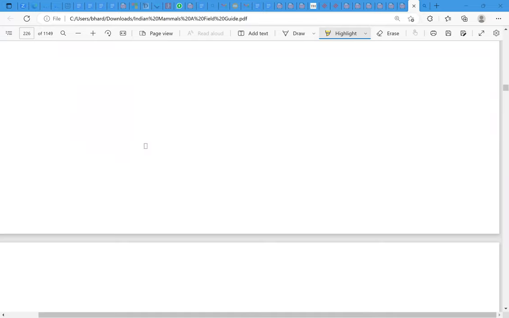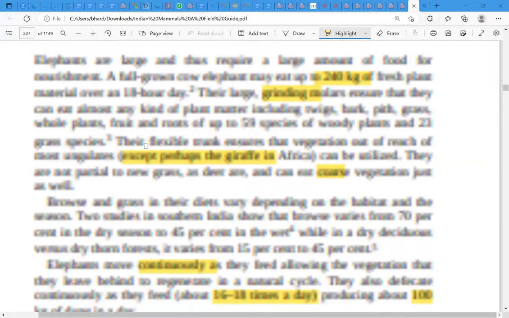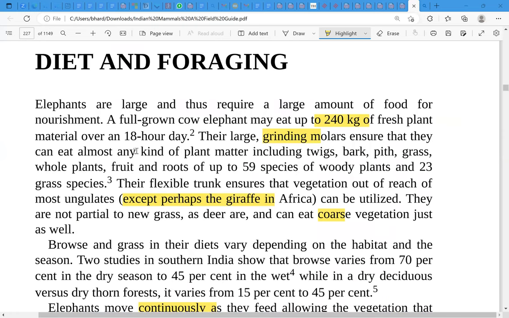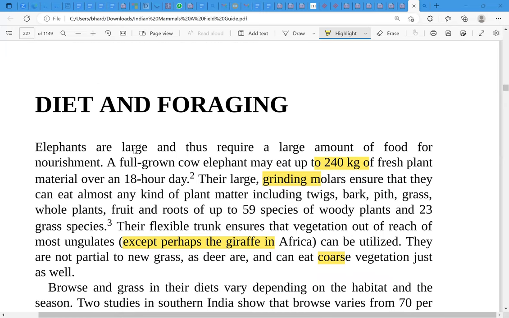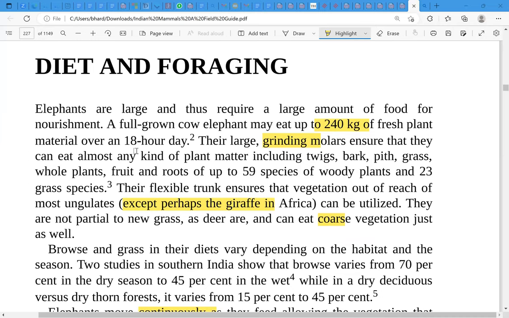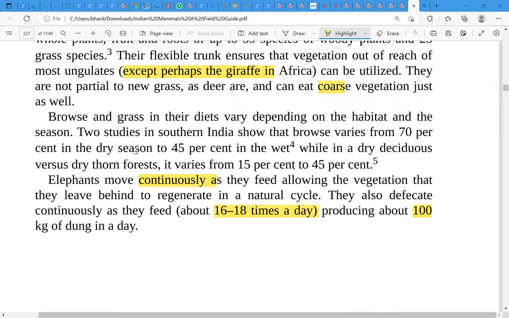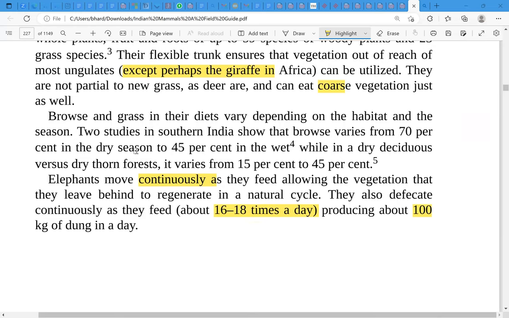So let's first talk about diet and foraging. In terms of size, it is a large animal. It requires up to 250 kgs of fresh plant material every day. It has got large grinding molars. It can eat any kind of plant. It can have dry grass. Except for what is within the reach of a giraffe, you know it very well. Rest, it can eat anything, any kind of coarse, dry, or fresh grass or vegetation.